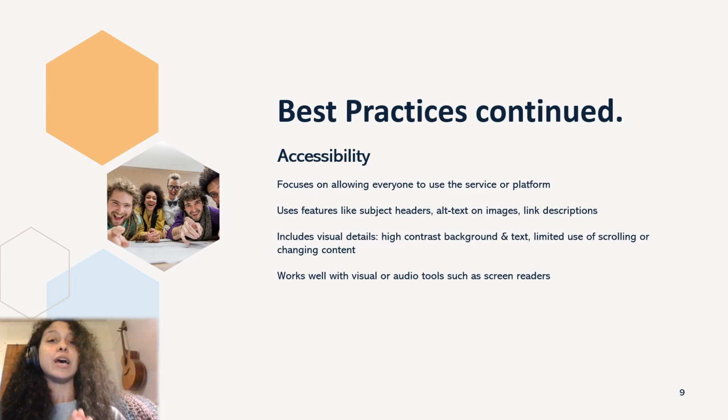And finally, we have again accessibility. Accessibility means focusing on allowing everyone as much as possible to use the service or platform or product that's being designed. Accessible products incorporate things like subject headers, alt text on images, and link descriptions. This is especially prominent with website development, where some of the framework inside the web page will allow screen readers, for example, to know what page the user is on.